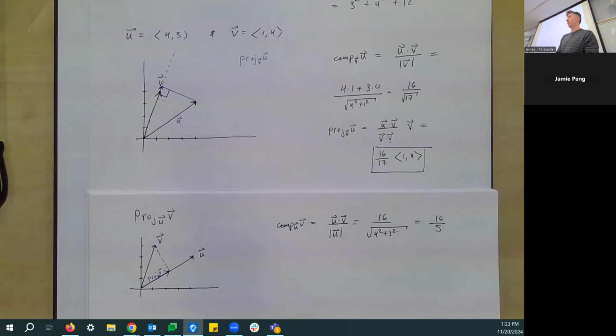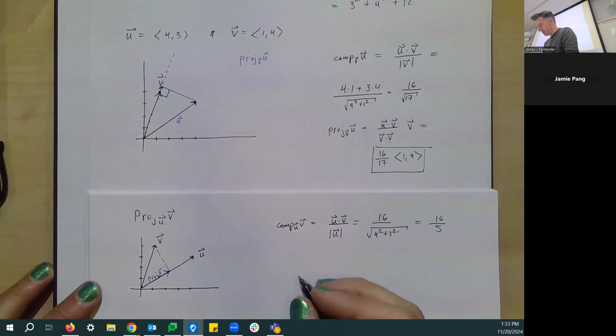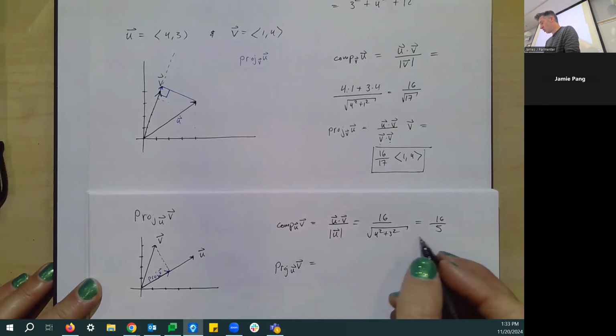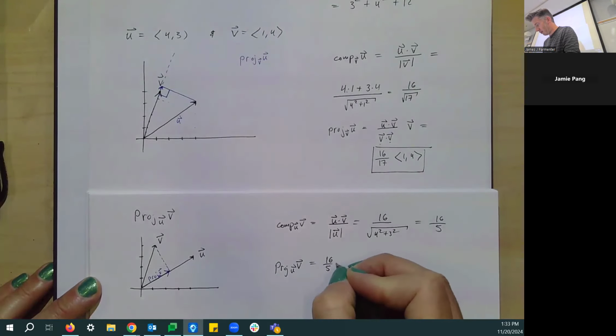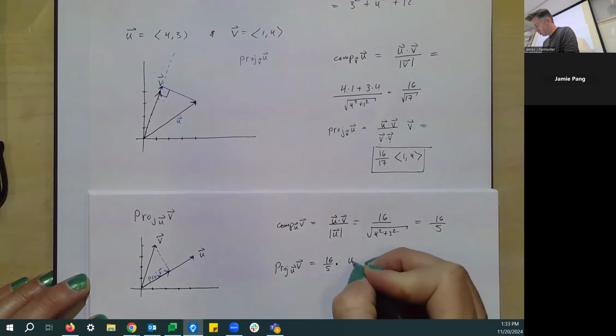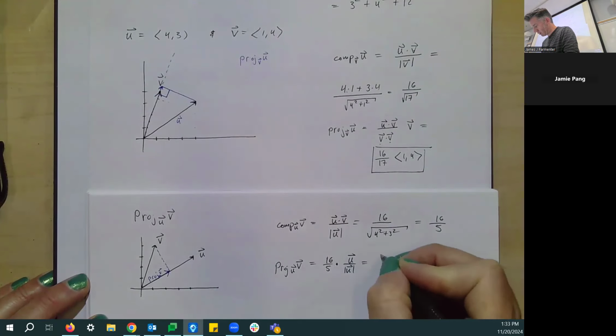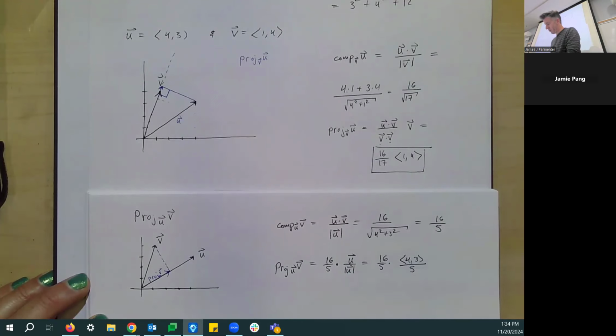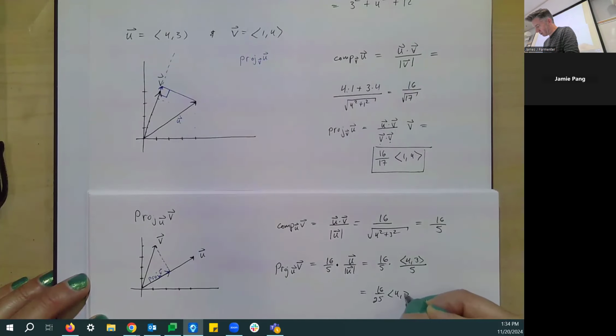So the length of this vector is a little longer than 3. Okay, that seems plausible for my picture. And then the projection of v onto u, you could just take this component part and multiply it by the unit vector in the direction that we're going, which is u. So we can multiply it by u over the magnitude of u, which is just going to be 16 over 5 times the vector u, which was 4, 3, over the magnitude of u, which was 5. That's going to be 16 over 25 times the vector 4, 3.